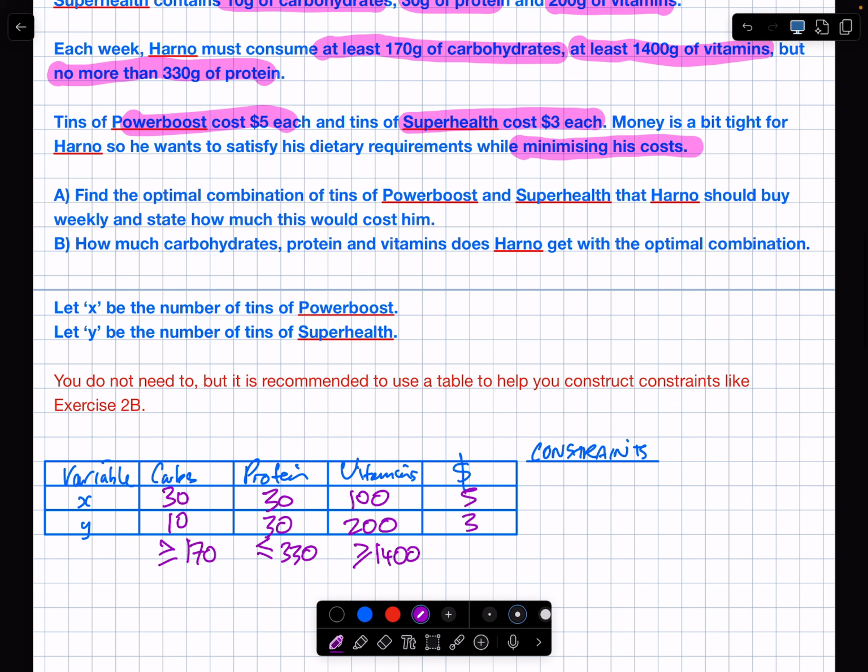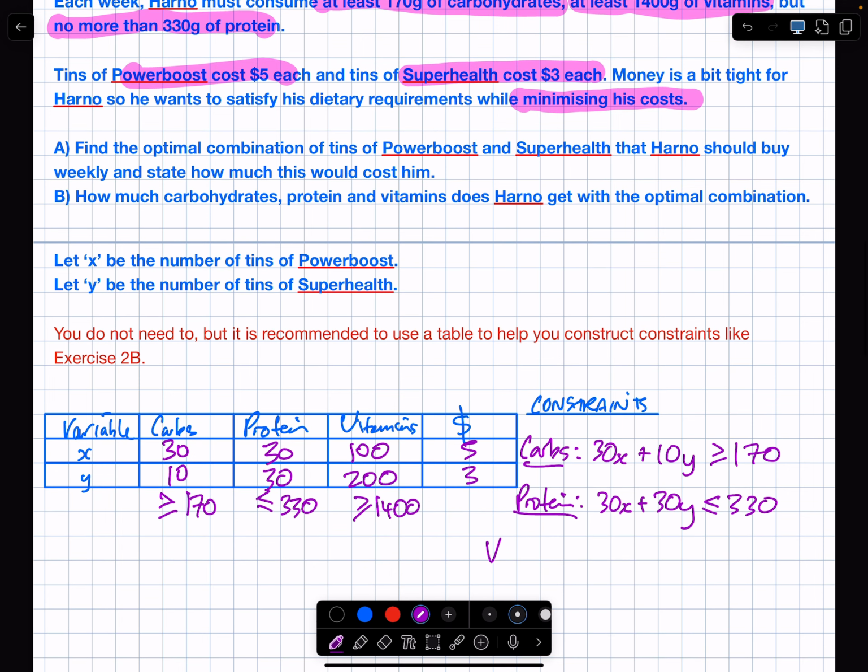What was the point of that table? So I can draw this. Carbs is going to be 30x plus 10y is greater than or equal to 170. Protein is going to be 30x plus 30y less than or equal to 330. And vitamins, 100x plus 200y greater than or equal to 1400.